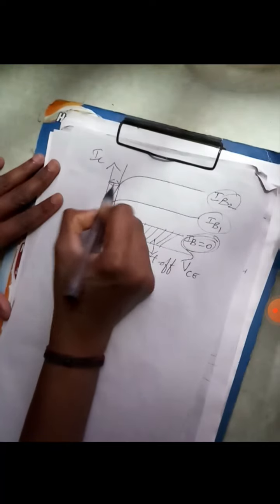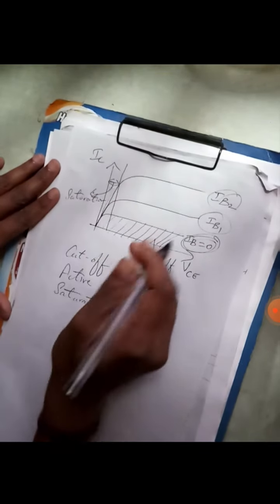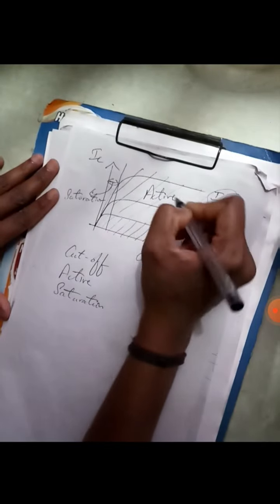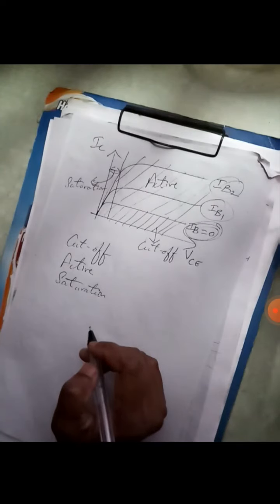The region where the response is almost a straight line for different values of IB, we call the saturation region. The region which lies above the cutoff region and next to the saturation region, this entire region will be called the active region. So: active region, saturation region and cutoff region.